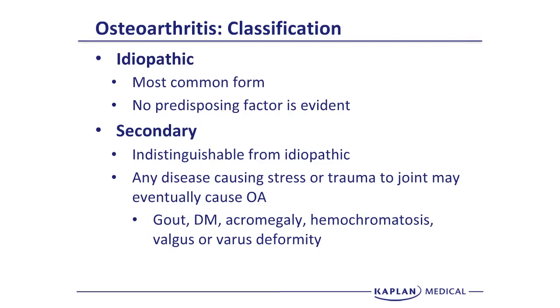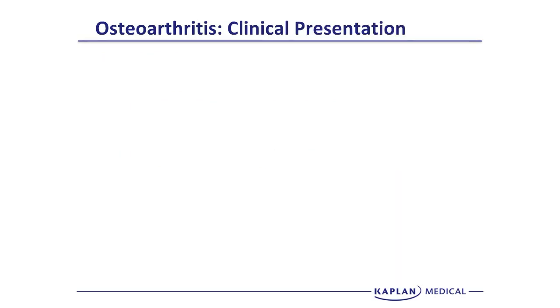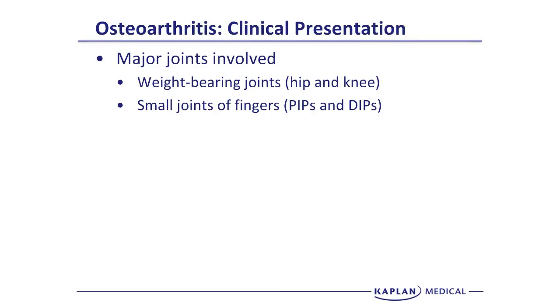And sometimes in valgus and varus, it can be on one side of the knee more than the other side. So as far as the clinical presentation, the major joints involved are the weight-bearing joints, the hip and the knees. Remember, we said that the knee is probably the most likely joint to develop osteoarthritis more than any other joint. Then the small joints of the hands, the distal interphalangeal joints and the proximal interphalangeal joints. Remember, osteoarthritis tends to spare the metacarpophalangeal joints.